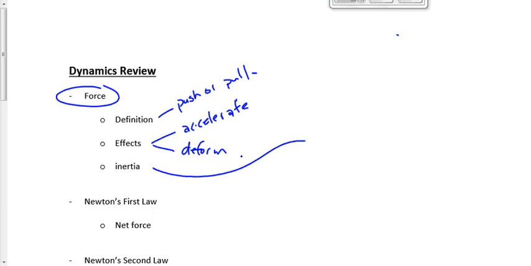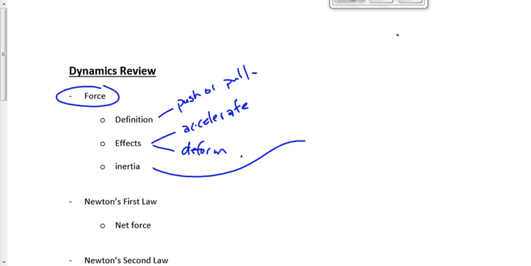So inertia would be an object in motion stays in motion. Yeah, I mean, you're leading us into the next thing, which is Newton's first law. But Newton's first law is also called the law of inertia. The law of inertia, which is Newton's first law, is an object in motion stays in motion until acted upon by an unbalanced force. An object at rest stays at rest until acted upon by an unbalanced force. You're basically saying that an object wants to keep doing what it's doing, right?